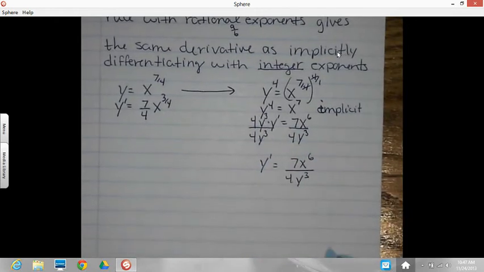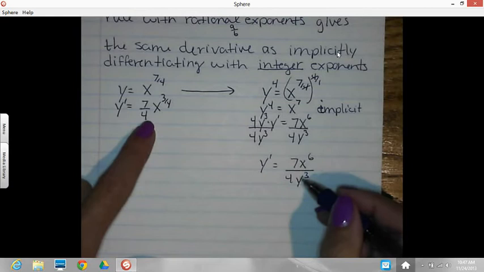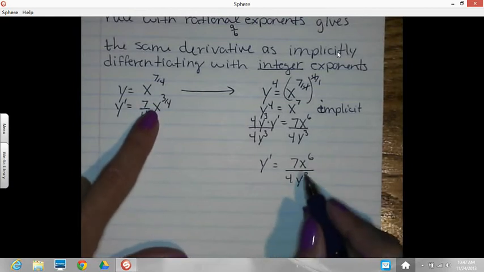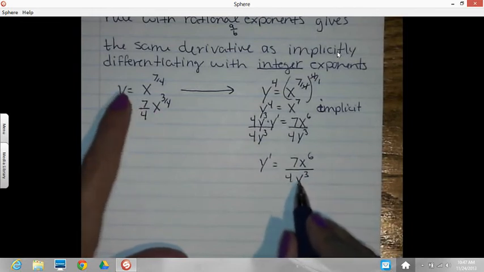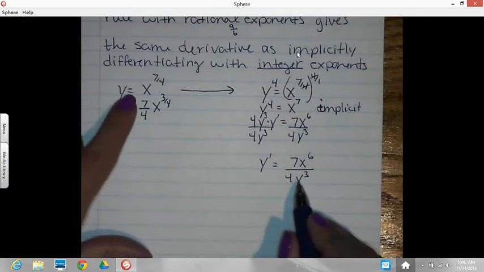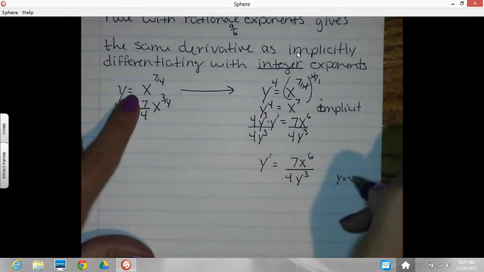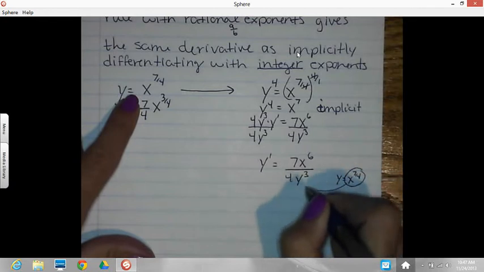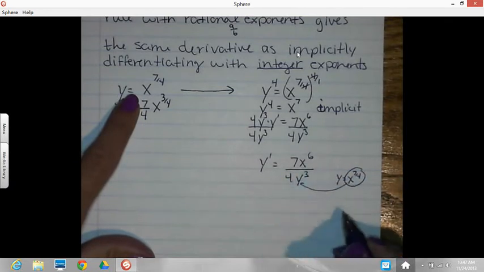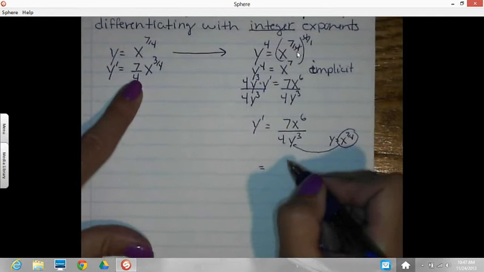Well, that doesn't look anything like this answer back here. The reason it doesn't is this one has x's and y's. This one only has x's. So what I need to do is get all x's over here. So I need to make a substitution for y. Well, I started out with the equation where y equals x to the 7/4. So I am allowed to substitute what y is equal to in here. So I'm going to take y equals x to the 7/4 and substitute that in for the y. So this is going here. And then I'm going to do some simplifying. And hopefully when I simplify, I get this answer over here. I better anyway. So we're going to keep the 7x to the 6th.